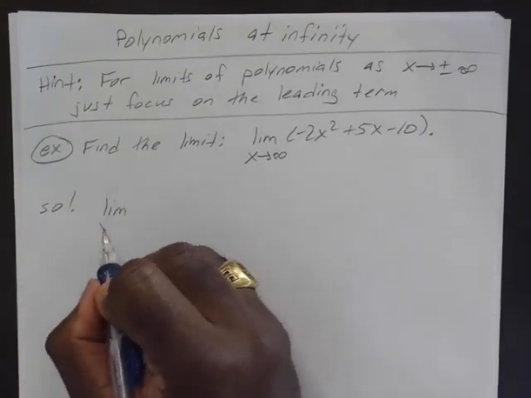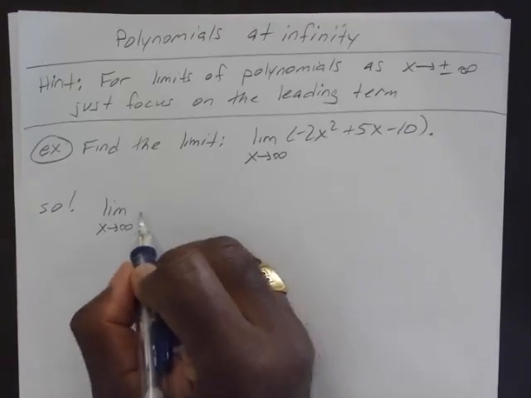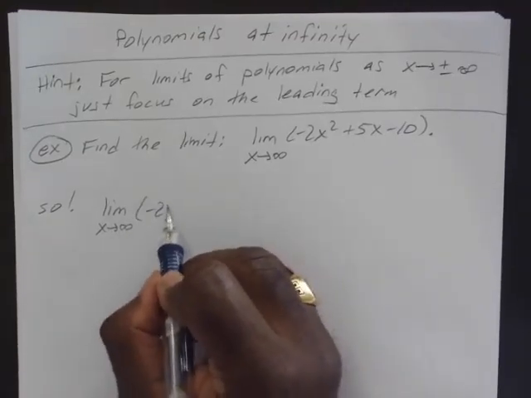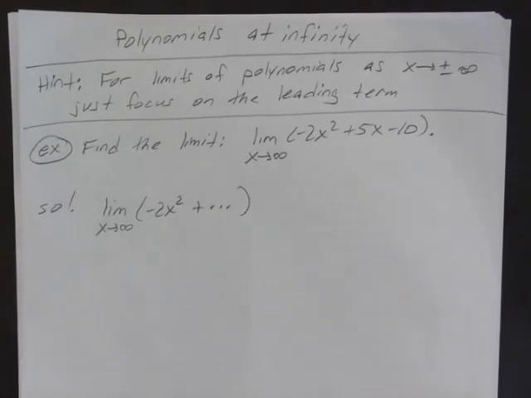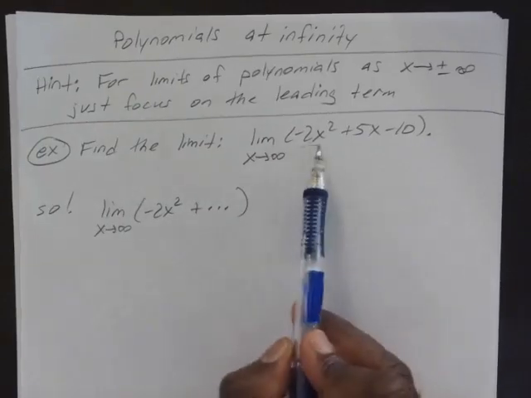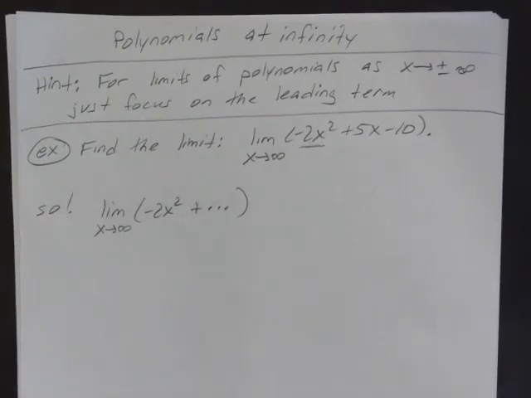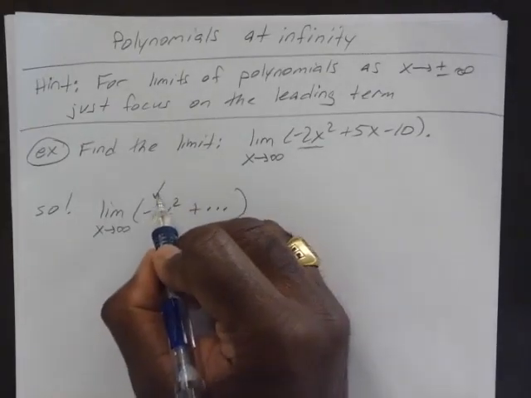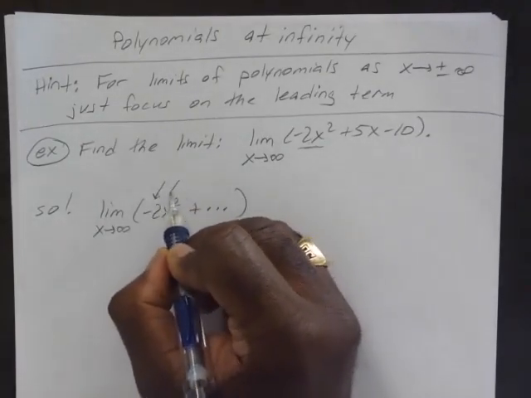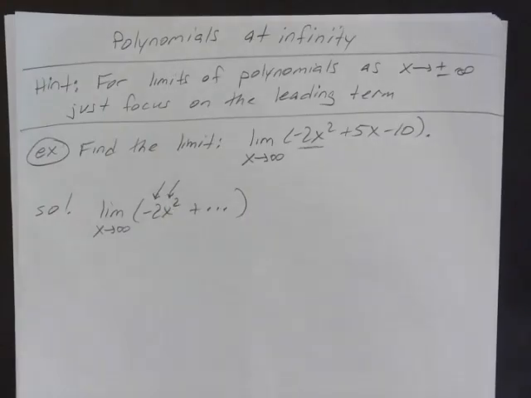So you have the limit as x approaches infinity of negative 2x squared, and the rest doesn't even matter. We don't even care what those are. We're not even going to put them there. We're just focusing on this leading term. And in that leading term, we're going to look at each factor. We're going to look at that x squared and that negative 2.